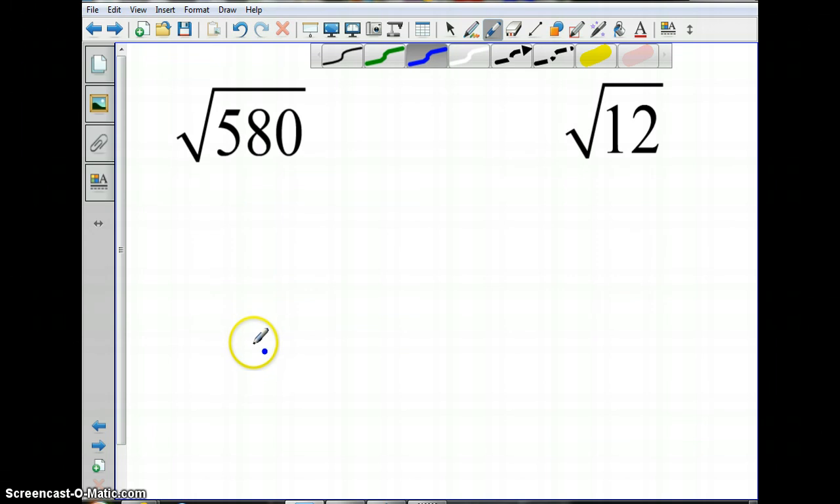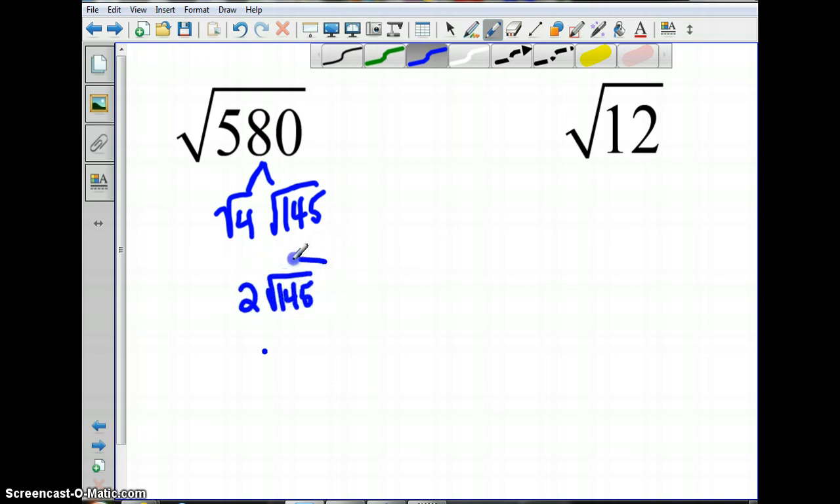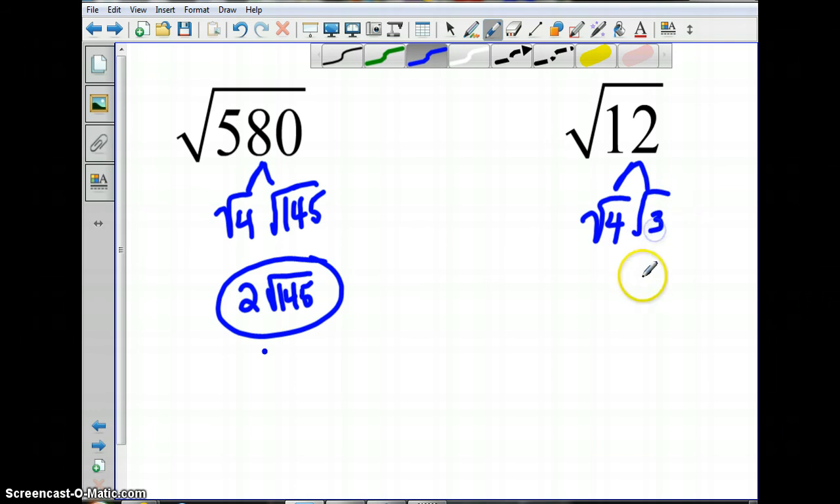Let's look at 580. What would be a perfect square that goes into this? Well, I'm going to try 4. And I'm going to use my calculator. 580 divided by 4 gives me 145. Now, is there a perfect square that goes into 145? Let's see, 4, 9, anything like that? I couldn't find one, so I believe it's 2 square roots of 145. What about 12? What's a perfect square that goes into 12? Well, 4, 3, so we have 2 square roots of 3.